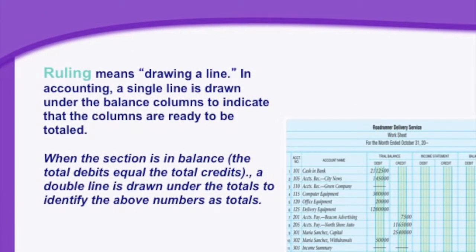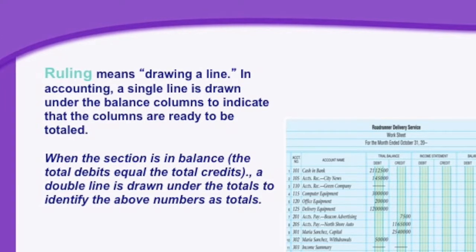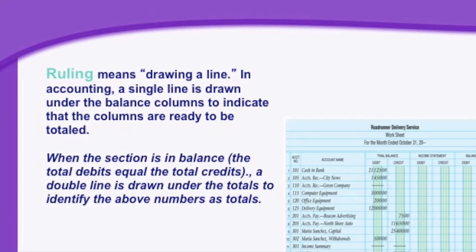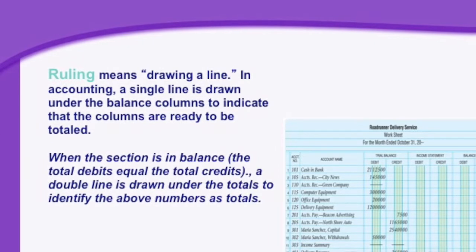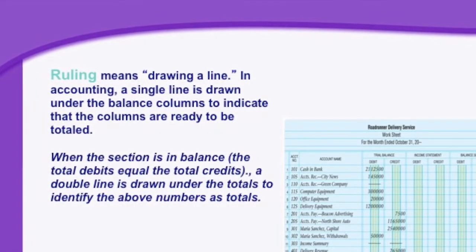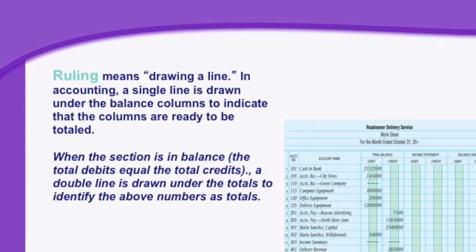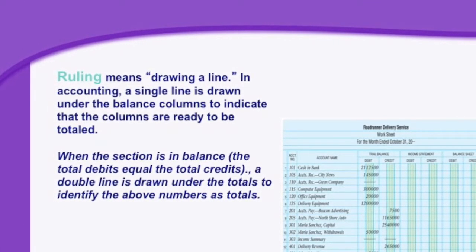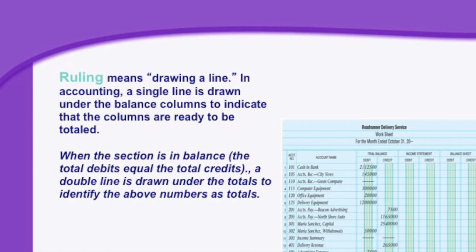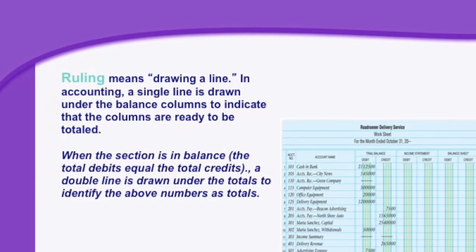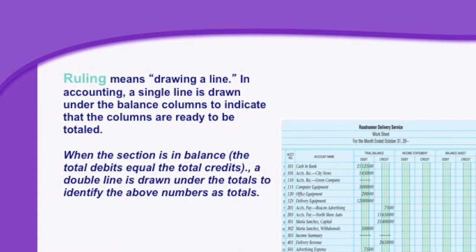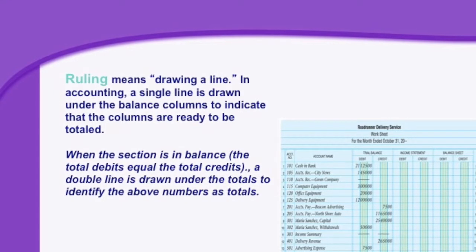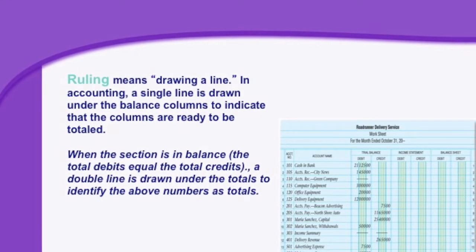Ruling is one of the key terms for this lesson. Ruling just means to draw a line. In accounting, you will draw a single line to indicate that the numbers above it need to be added or subtracted. It is a single line that is drawn at the bottom of the columns. You will also do a double rule or double line to indicate that the columns are in balance.